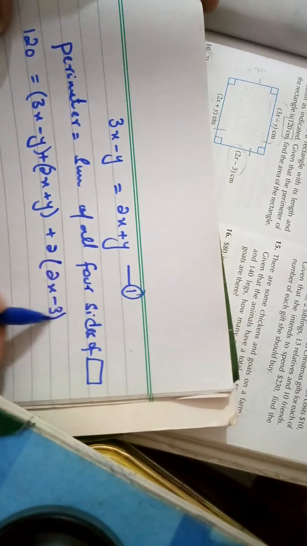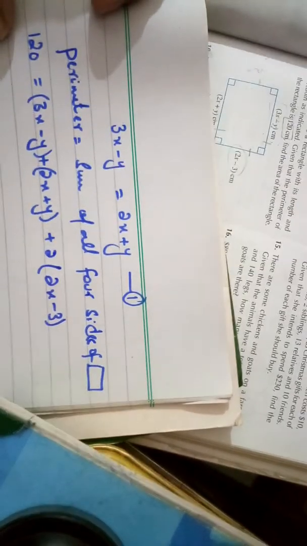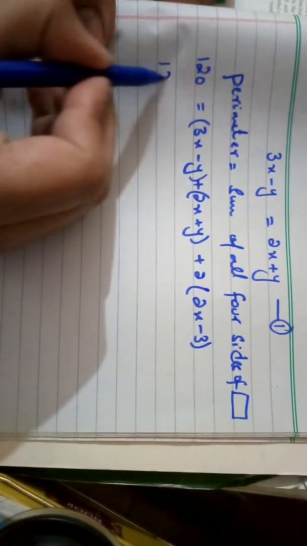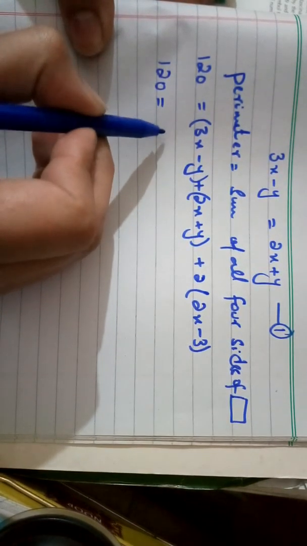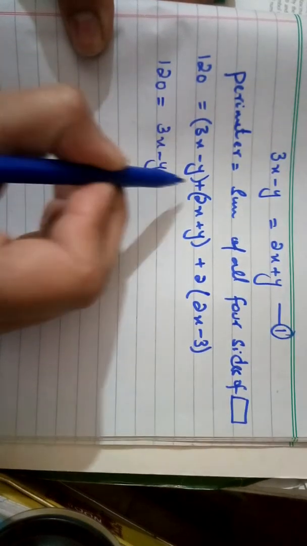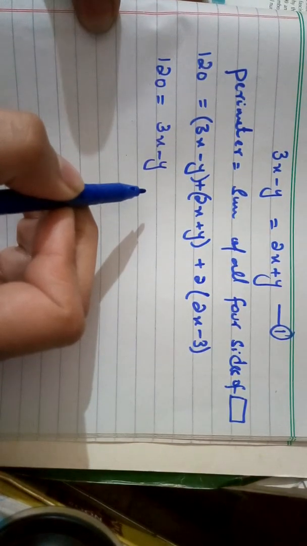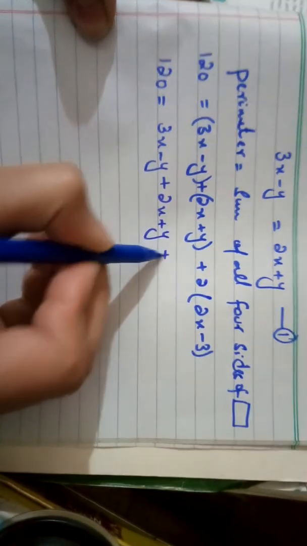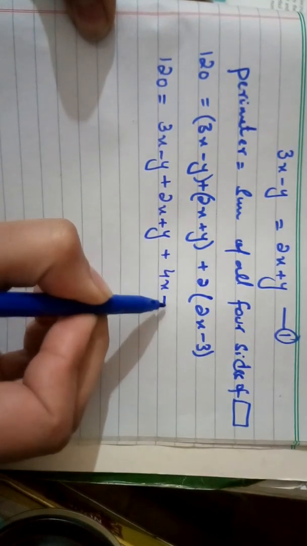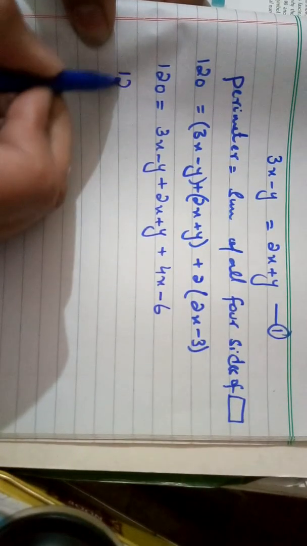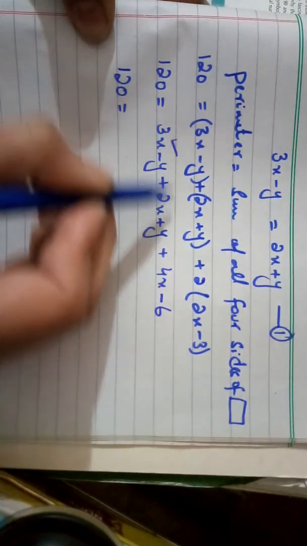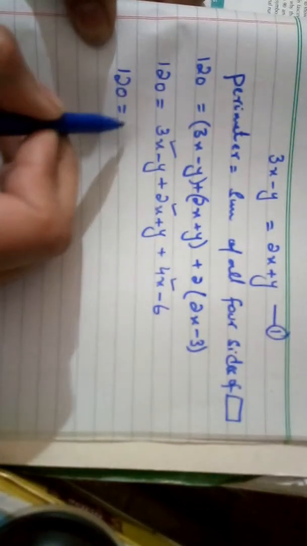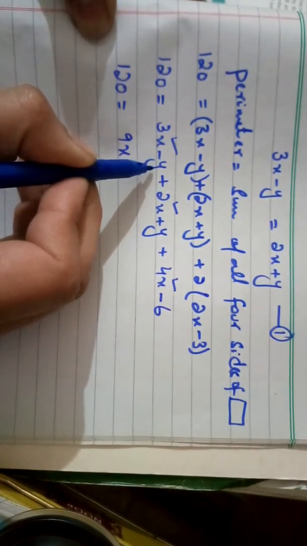So double of 2. Or you can also write it separately. 2x minus 3 plus 2x minus 3. Or I will write it as plus 2 into 2x minus 3. That means same procedure, same value will become. Now just simplify the equations. Open the bracket. 3x minus y, plus sign is outside the bracket, so there is no need to change the sign. Plus 2x plus y plus 2. 2 2's are 4x, minus 2 3's are 6.